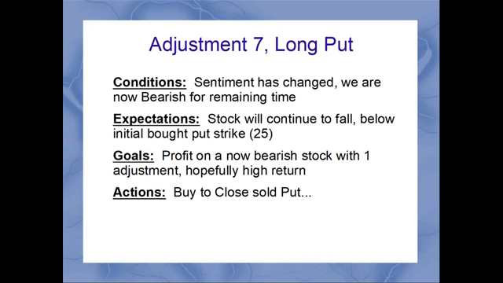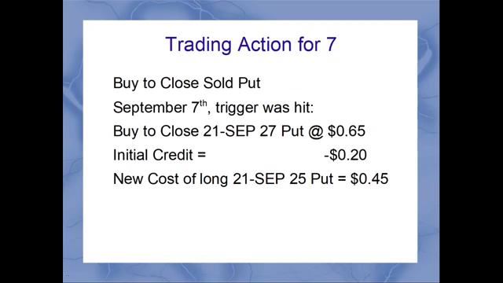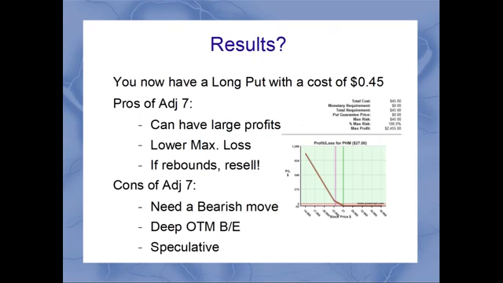Buy to close the sold put. September 7th, we saw that would cost us 65 cents. I keep the 20-cent net credit already deposited in my account, so my new cost of being long, 21st September 25 strike put, is 45 cents. Simple long put position. My break even, got the 25 put, 45 cent cost. My break even is 24.55.